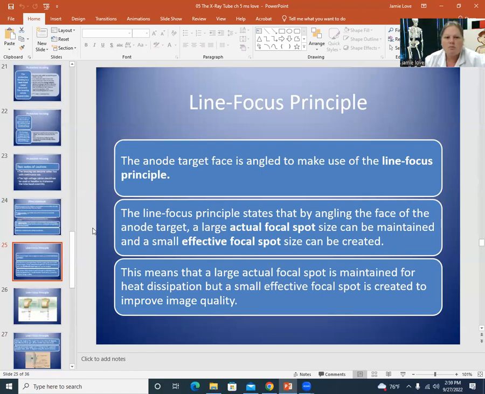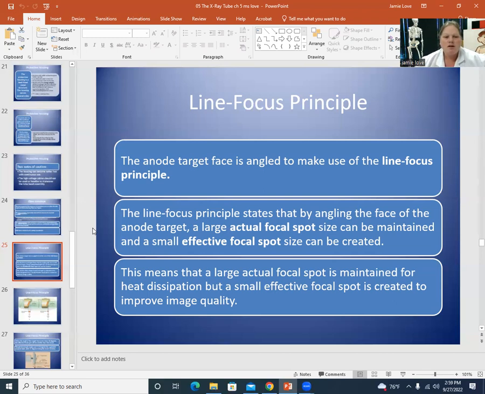So the line focus principle is going to give us the face of the anode target and the actual focal spot and an effective focal spot. Actual focal spot and effective focal spot are actually two separate things. What do you think the actual focal spot is? It's the actual area where the electrons hit. The effective focal spot is what is most straight up and down of our beam instead of that fanned out part. I'm going to show this on a picture in a minute.